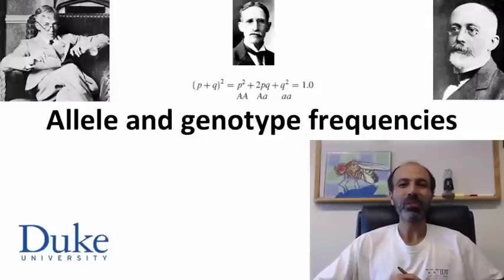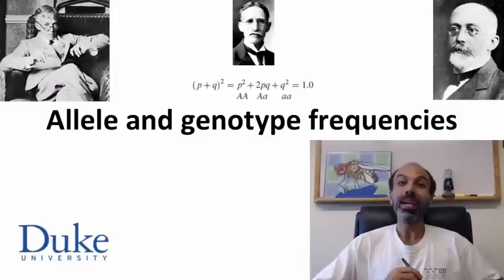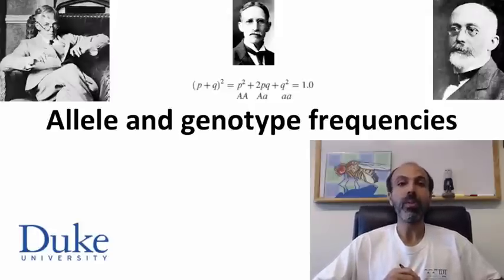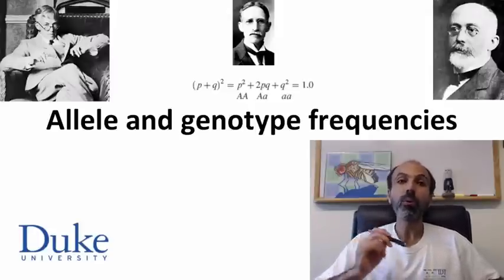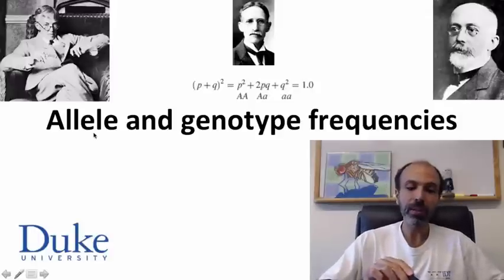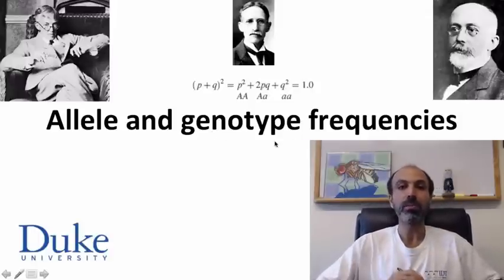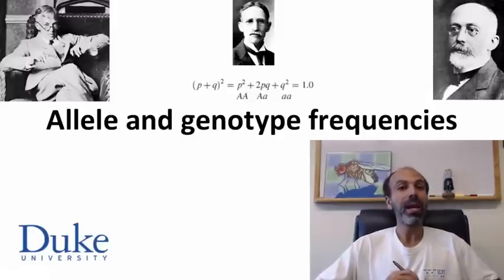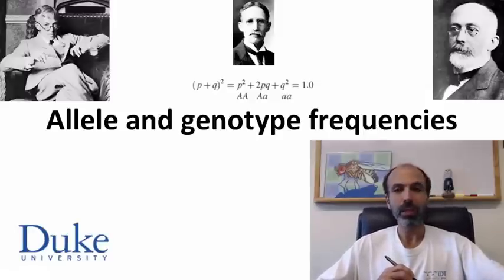Hello, and welcome back to Introduction to Genetics and Evolution. In this set of videos, we'll be getting to the Hardy-Weinberg equilibrium. This is a foundational concept for the field of population genetics. Before we go to that, however, let's talk about allele frequencies and genotype frequencies, because understanding what those are and how you get them is very important both for the Hardy-Weinberg equilibrium and for population genetics more broadly.